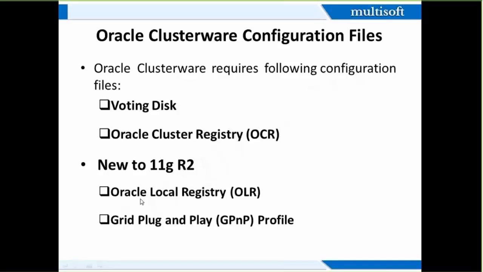As I have mentioned, OCR is situated on shared storage, whereas this OLR is situated on the local node, right, because it contains information that is specific to that particular node. Now, the next thing, the GPnP profile. The GPnP profile is a very small XML file, basically used to establish the correct global personality of the node. What does that mean?